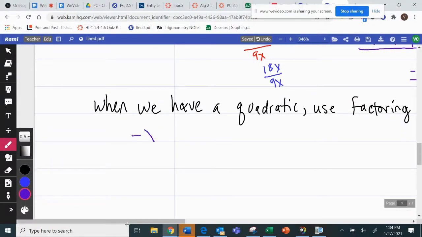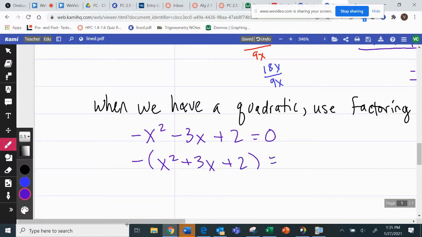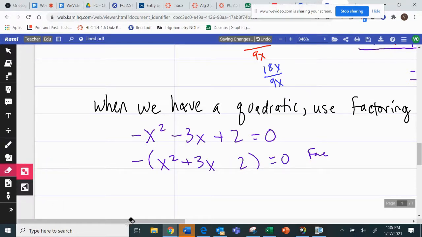So what did I have? Negative x squared minus 3x plus 2. Is that what it was? Somebody help me. Okay, good. What should we do? Take the negative out, factor. Okay, so then I will have x squared plus 3x plus 2. Yes, minus 2, thank you. That would have been bad.